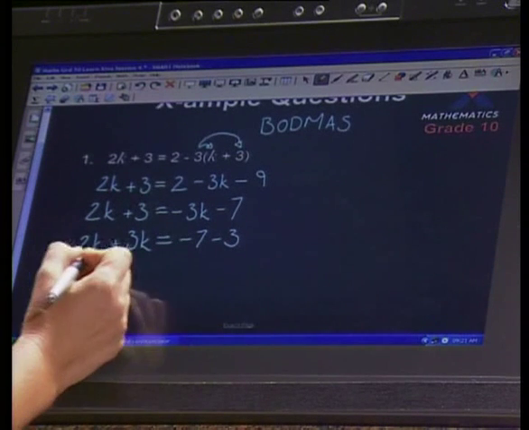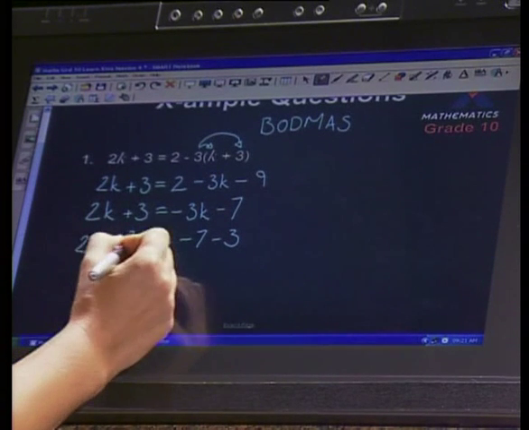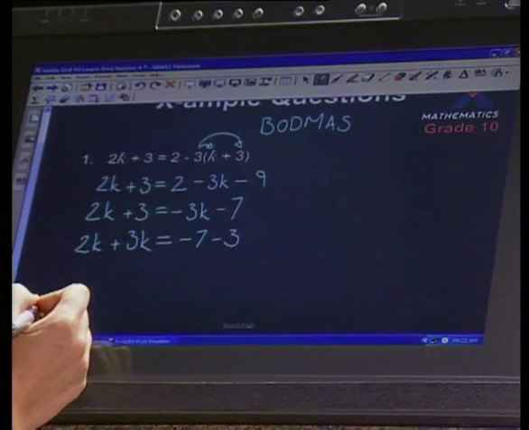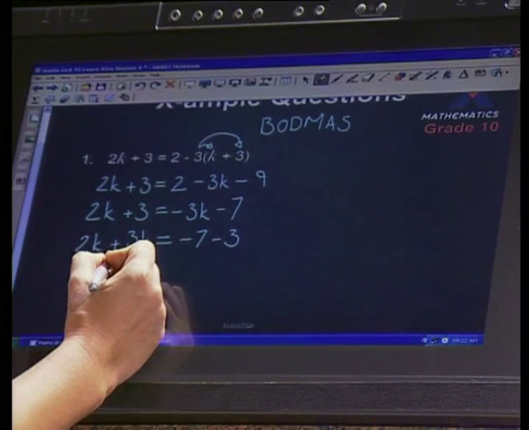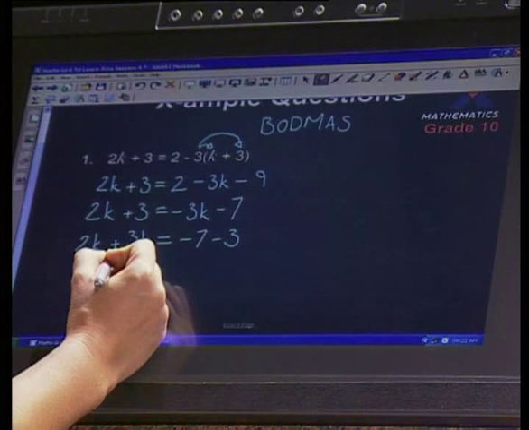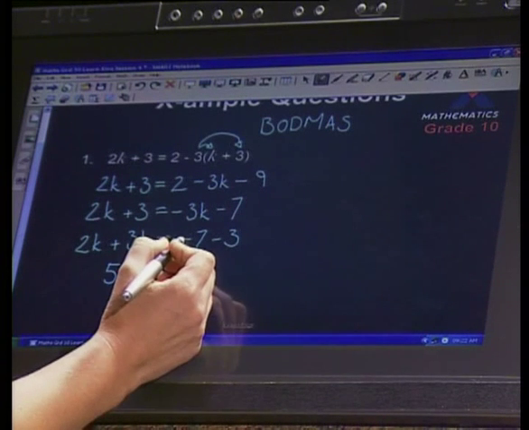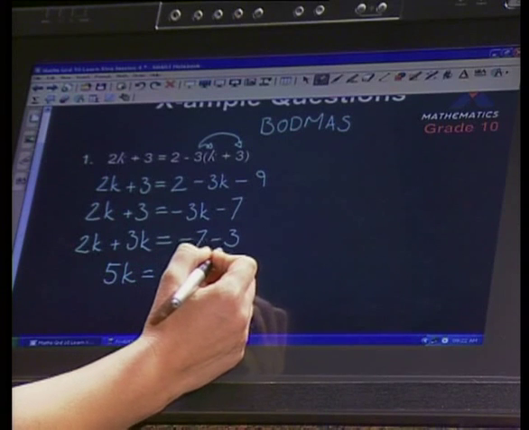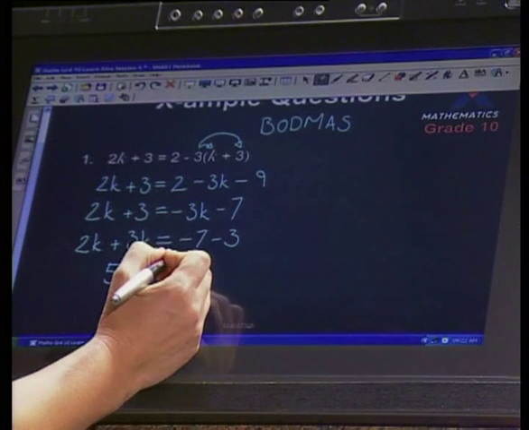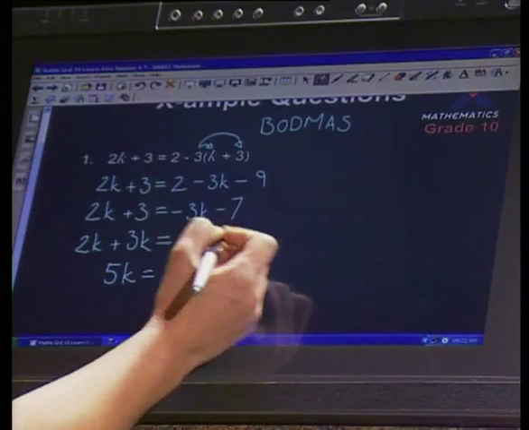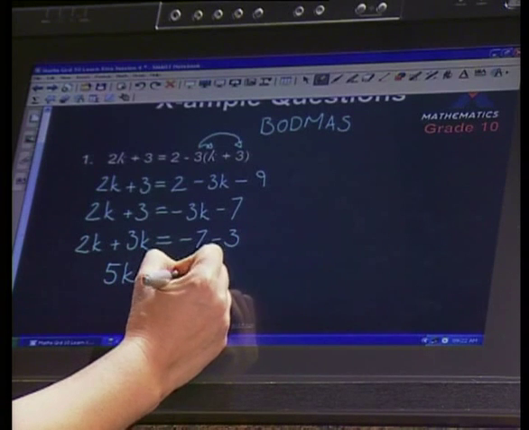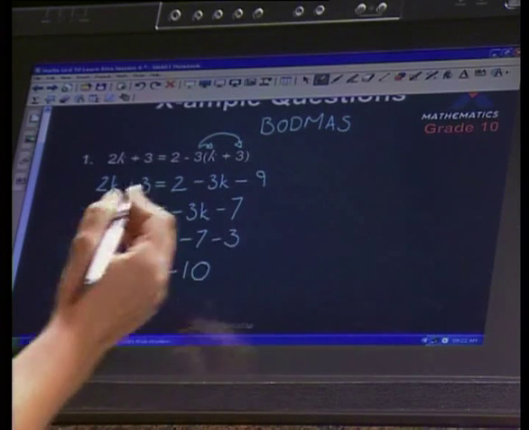The next step is to then add our like terms. So 2k plus 3k. I've got 2k's and I'm adding 3k's to them, which means I've got 5k's. And then on the other side, I've got minus 7, minus 3. Now, I've got minus 7 and I'm taking away another 3, which means I'm left with minus 10.